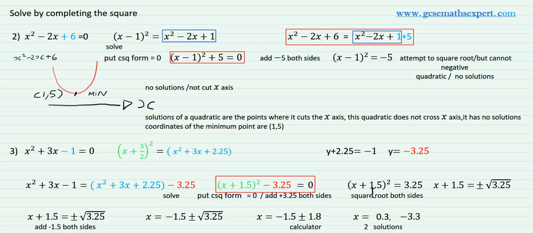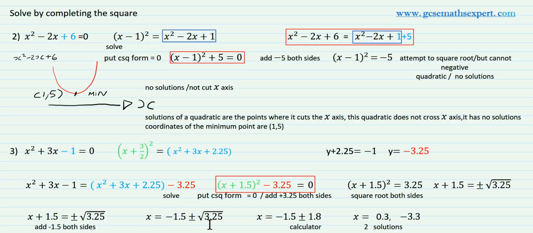Then you square root left and right, and you get this. X plus 1.5 is equal to plus or minus the square root of 3.25, yeah? You carry this here. Then what you do, you add minus 1.5 to both left and right. This will give you x on its own, which is minus 1.5 plus or minus the square root of 3.25.